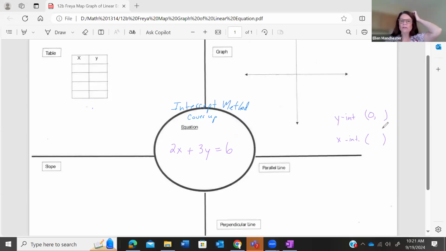Okay, all right, what did you get for your y-intercept? 2, perfect. And what did you get for your x-intercept? 3, perfect. Okay, so cover up the first one, 3y equals 6. 6 divided by 3 is 2. Cover up the y term, and you get 6 divided by 2 is 3. Plot your points. So on the y axis, there's 2. And then on the x axis, 1, 2, 3. And there is your line. Connect the dots.